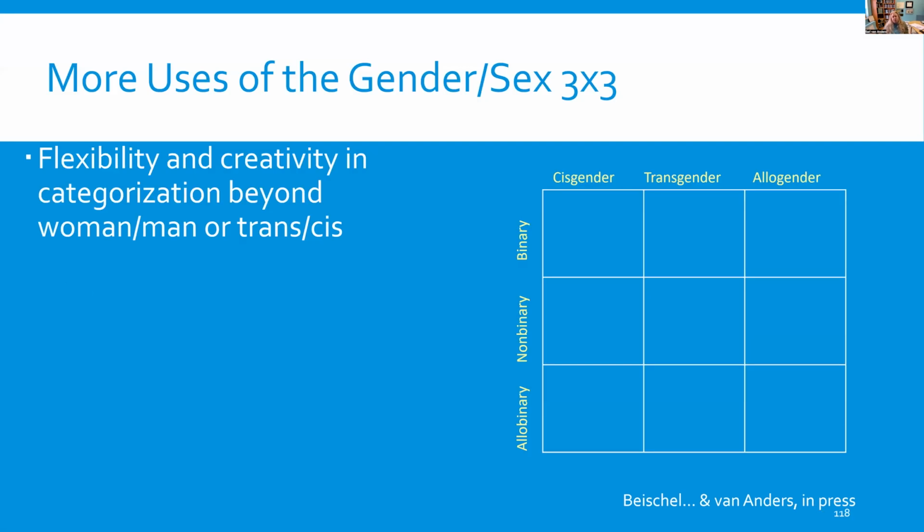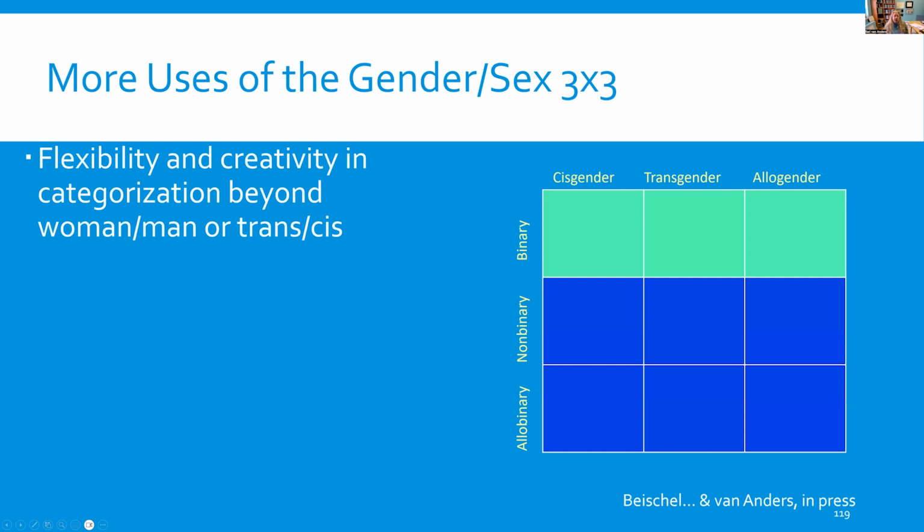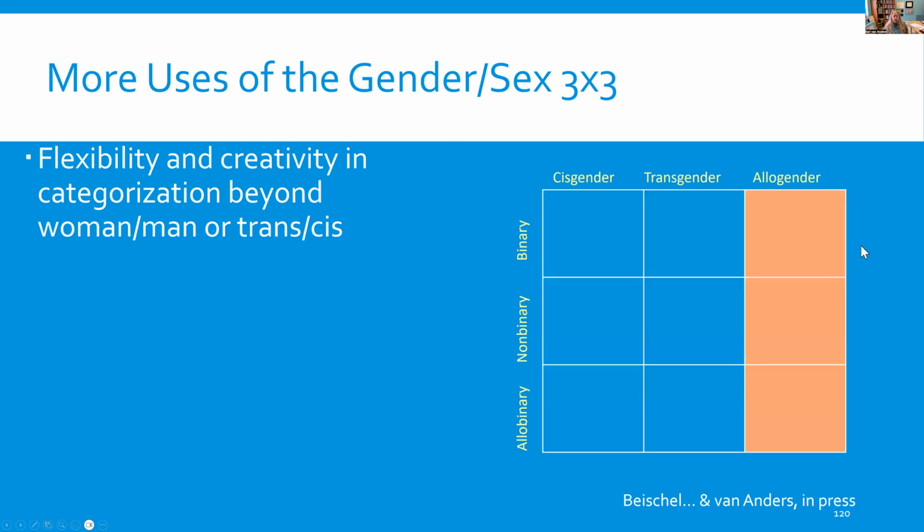We can also use this gender sex not just to slot people into one of the 3x3, but in flexible and creative ways that allow us to categorize beyond woman or man, or trans or cis. So you can imagine all sorts of creative ways depending on your research questions. For example, you might be interested in understanding binary experiences compared to experiences that fall outside the binary, non-binary and allobinary. You might be interested in what this allogender category is like, including specificities between allobinary, non-binary, and binary.